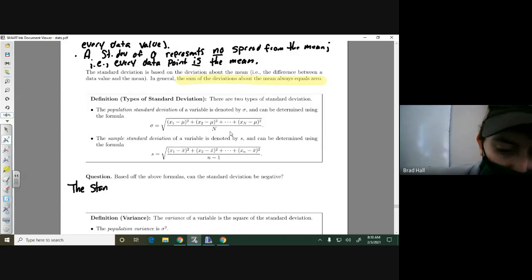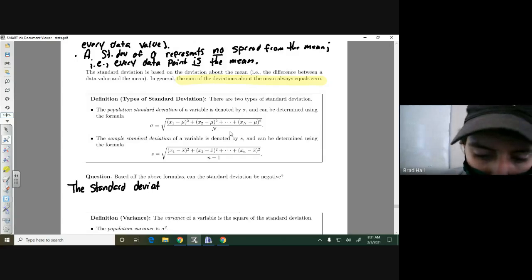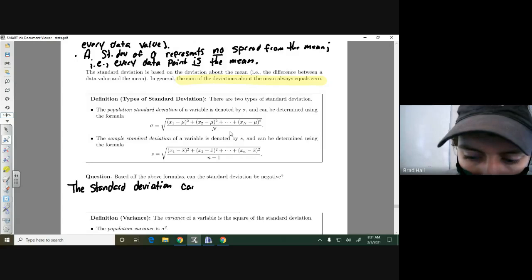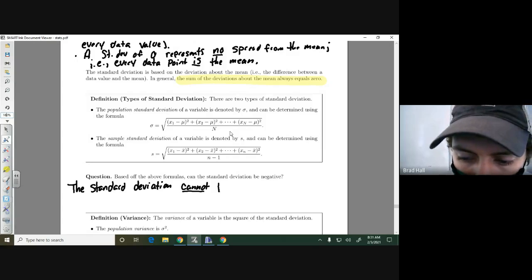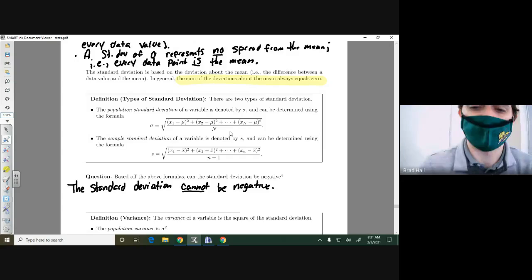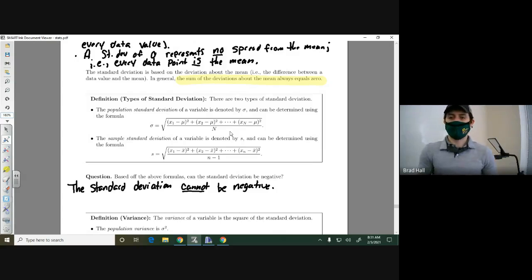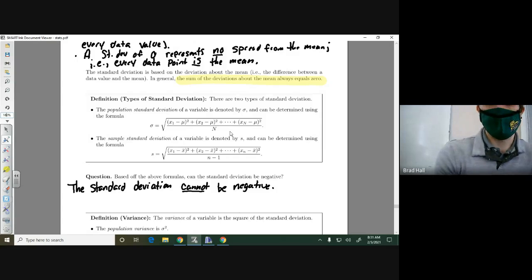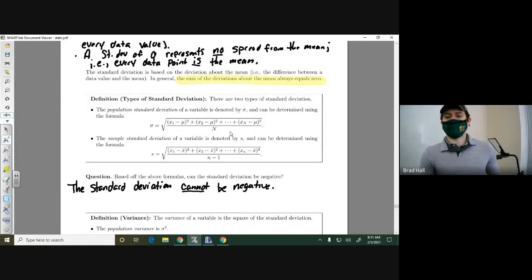So the standard deviation cannot be negative. And really, that's all I'm going to write. I think that's another homework question, so keep that in mind.